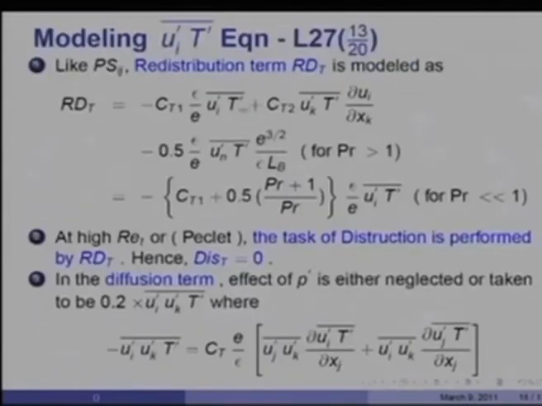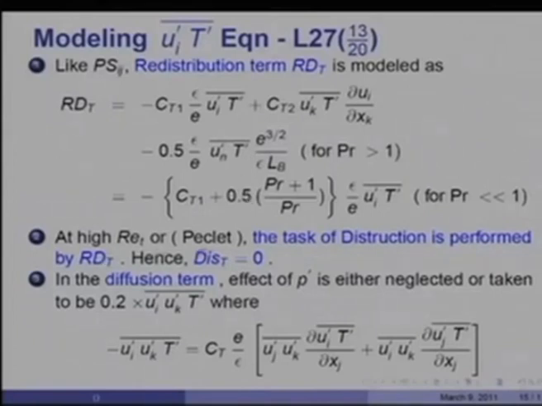Like the pressure strain term, the redistribution term is modeled as minus Ct1 epsilon by k into u_i' t' plus Ct2 u_k' t' dUi/dxk. Sorry, the whole thing should be in the bracket. This is further written in this manner for Prandtl greater than 1 and in this manner for Prandtl very small, that is, liquid metal heat transfer. That is how the term is represented.